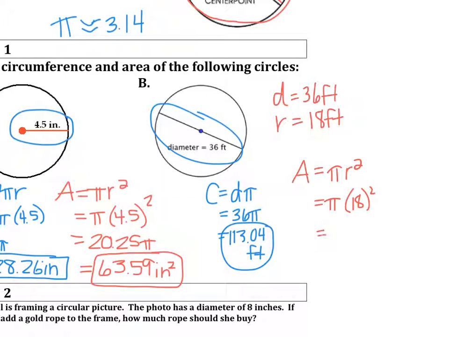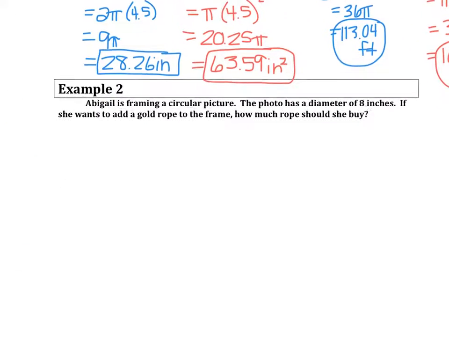Now I'm going to square 18, 324 pi, and I'm going to multiply by pi, 1017.36, and it's feet squared because we're talking about literally how many square blocks would fit inside there. The area is squared. Let's move on to a word problem.